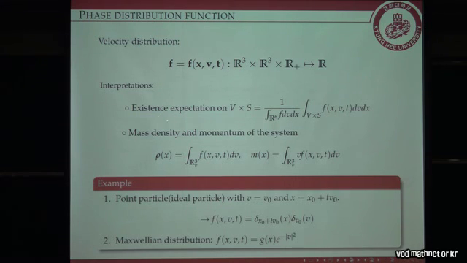First of all, if we take any interval in this 6-dimensional space, this means the existence expectation. We can also obtain macroscopic variables if we take integration with respect to v. Then we have the mass density and the momentum. Also, we can obtain energy and entropy.